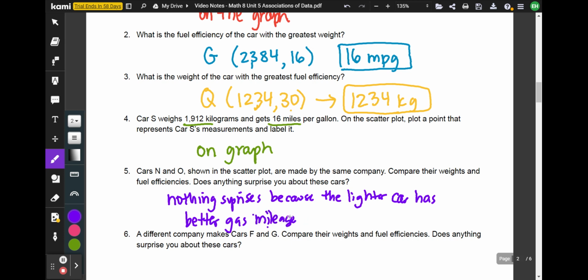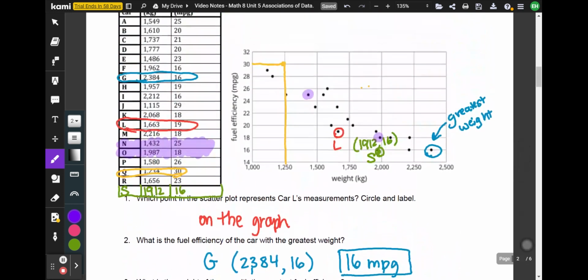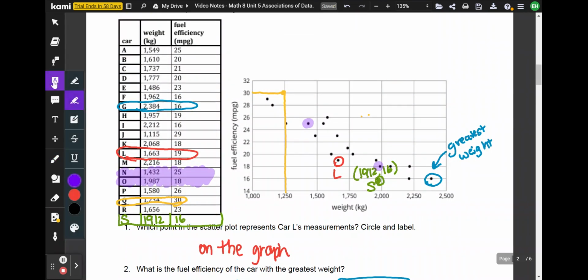Okay. A different company makes cars F and G. Compare their weights and fuel efficiencies. Does anything surprise us? So this time we're looking at F and G. So I'm going to grab my highlighter. I'll do a different color this time. Let's do orange. So F and G. So those do surprise me. And here's the reason why. They weigh almost 400 kilograms different, but yet they get the same gas mileage.